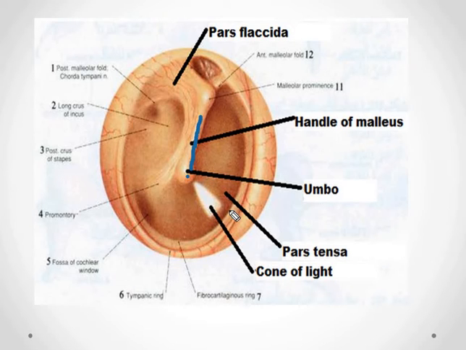antero-inferiorly. Then here is the malleolar prominence. From here you can see there is an anterior malleolar fold and this is the posterior malleolar fold. Above lies the pars flaccida or Shrapnell's membrane. Here you can see the shadow of the long crest of the incus and the posterior crus of the stapes. This is the promontory, the medial wall of the middle ear. Then comes the fossa of the cochlear window and the tympanic ring here.